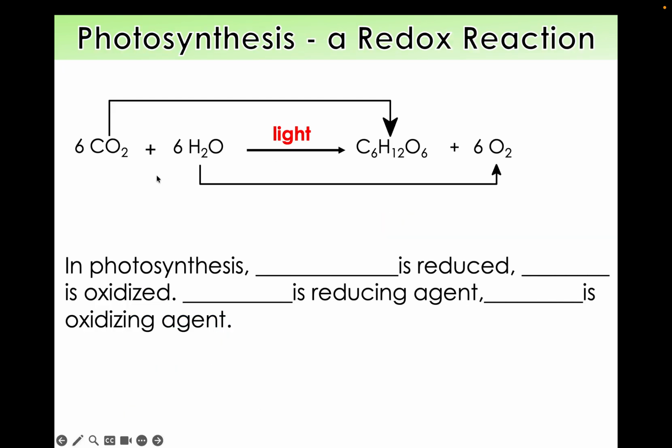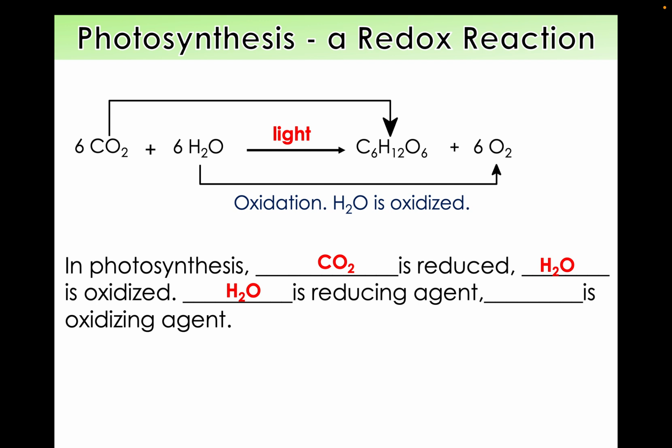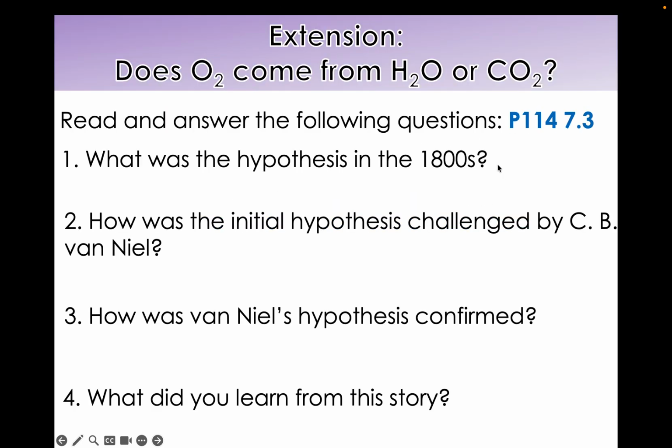When you look here at the equation, you can see in photosynthesis that the carbon dioxide is reduced and that water is oxidized. Water is the reducing agent and carbon dioxide is the oxidizing agent. So here you can see carbon dioxide is going to be reduced into glucose, and here water is oxidized into oxygen. So gaining electrons and hydrogens, losing electrons and hydrogens.